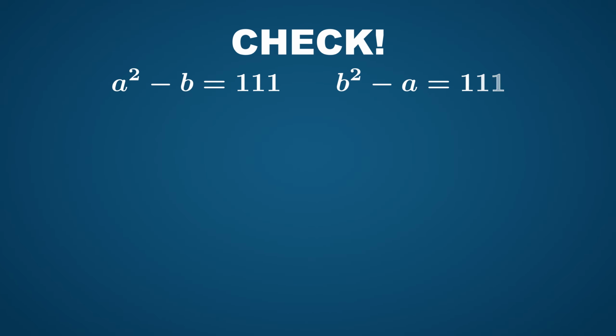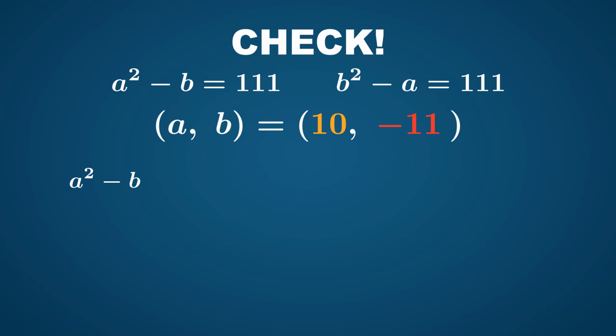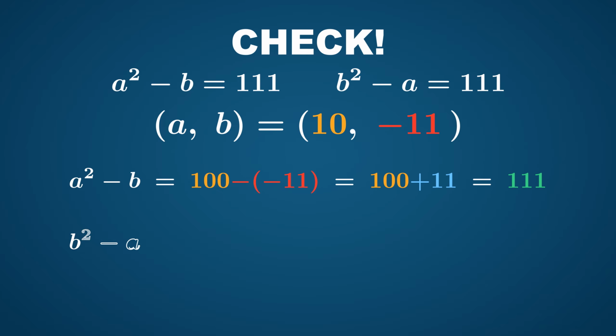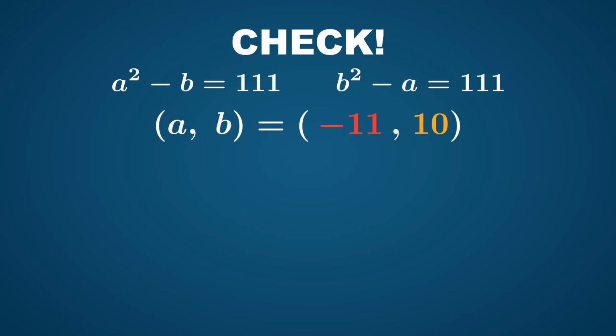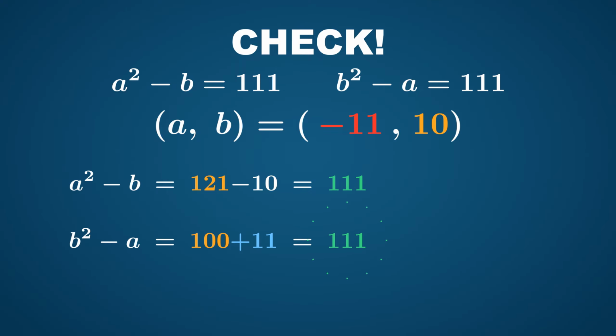Now we check them in the original equations. Take 10 and negative 11. A squared minus b is 100 minus negative 11, which is 100 plus 11, 111. And b squared minus a is 121 minus 10, 111. Both hit. Take negative 11 and 10. A squared minus b is 121 minus 10, 111. And b squared minus a is 100 plus 11, 111.